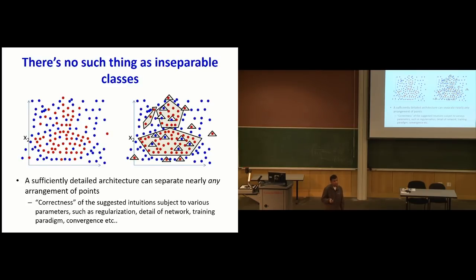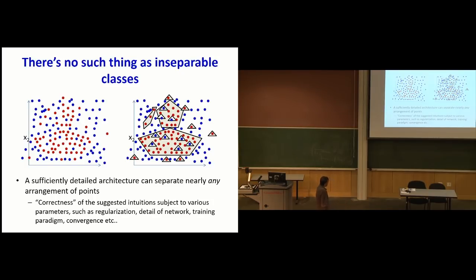Now, there's no such thing as inseparable classes. The odds that you will get true training instances with exactly the same x are practically zero. So what you're going to get is something of this kind, and there's nothing stopping you from plugging a function of this kind on your data. This function is particularly hideous and ugly, right? And a sufficiently detailed architecture can separate nearly any arrangement of points.